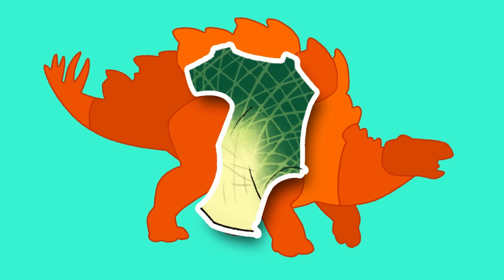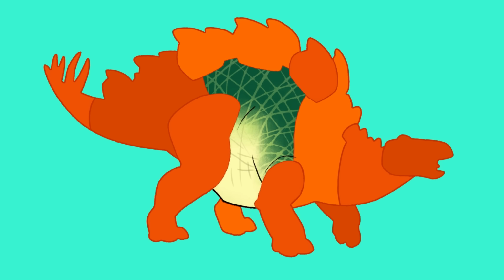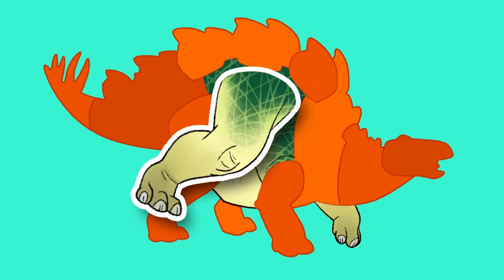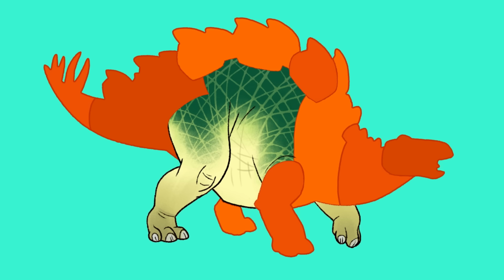This is a big, weird looking shape. Do you know where it goes? Oh look! It's part of its belly. This dinosaur's got a big belly. And what is this? This must be a paw. That's right, it's its front leg. Oh, then this must be its hind leg. Yep, there you go.